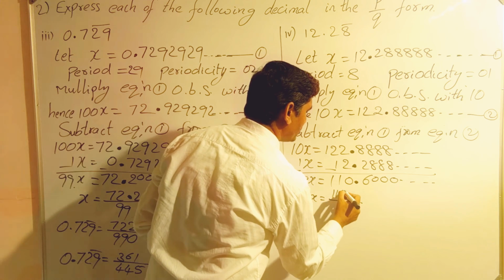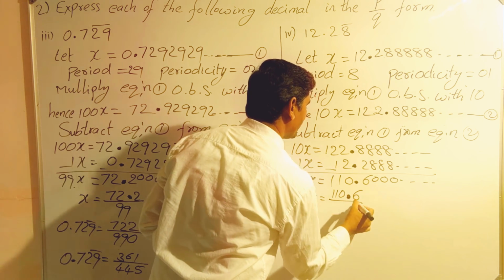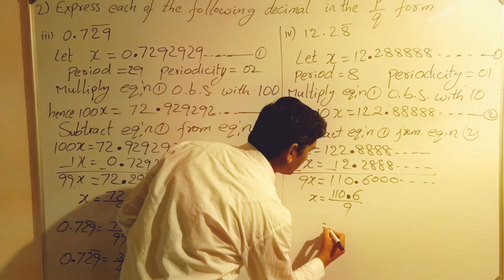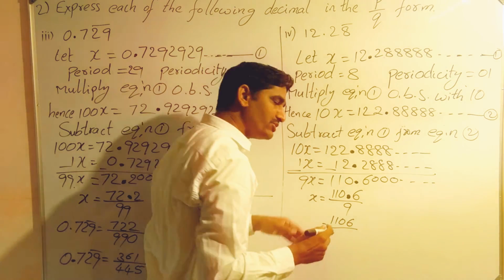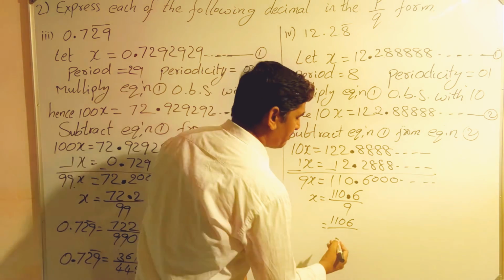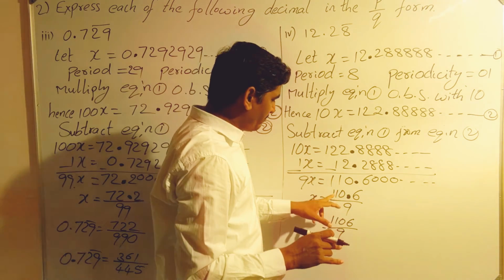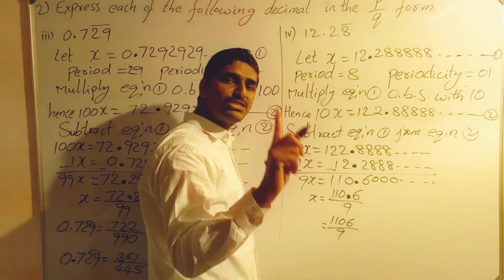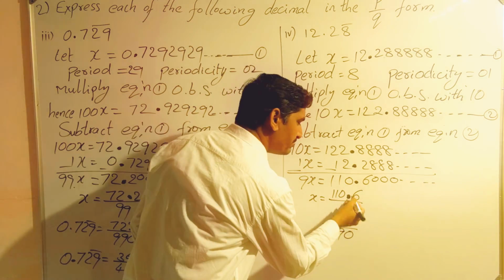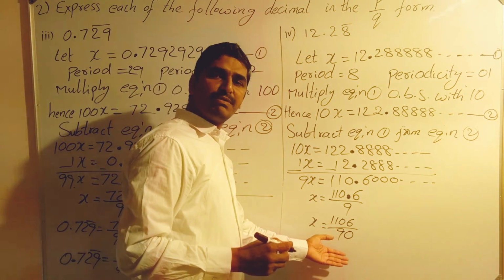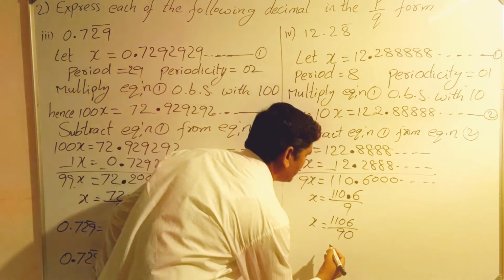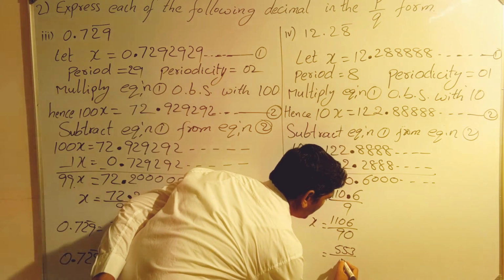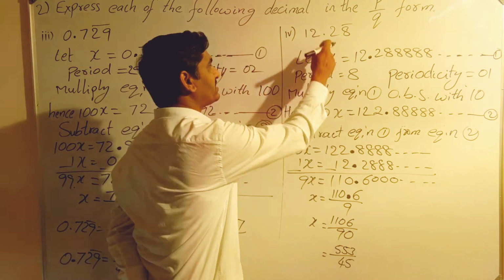Now x equals 110.6 by 9. Now we have to write without the point: 1106 by 9. After the point 1 decimal is there, so put 10 in the denominator by removing the point. Now this is a simplification. Both are divisible by 2. Cancel it. 2 fives are 10, 2 fives are 10, 2 threes are 6. Now this is x.